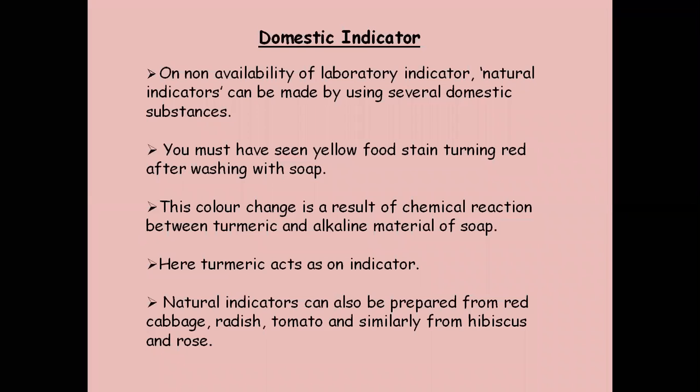See, turmeric stain we see in our daily life. Everybody knows, we see turmeric stains on our clothes every day. When the turmeric stain falls on our clothes, we see the color change, isn't it? So domestic indicators work the same way as the laboratory indicators, but the accuracy definitely is not as much as compared to the laboratory indicators here. So let's see how these domestic indicators or natural indicators are made.